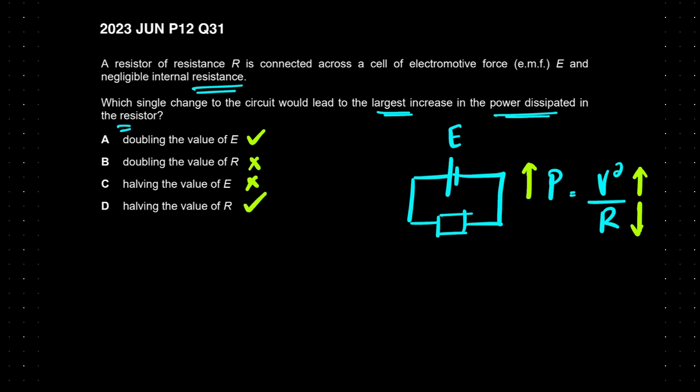Again, the idea is linked to proportions because of this square here, and this V is really equal to E because both of these form a parallel circuit. All of the EMF here would appear across the only other thing in this circuit, which is the resistor. If I double E, because of the square, power would increase by a factor of 4, which is why A is the answer. Halving the value of R would just cause the power to double, but doubling E causes the power to quadruple, right? So A is the answer for this one.